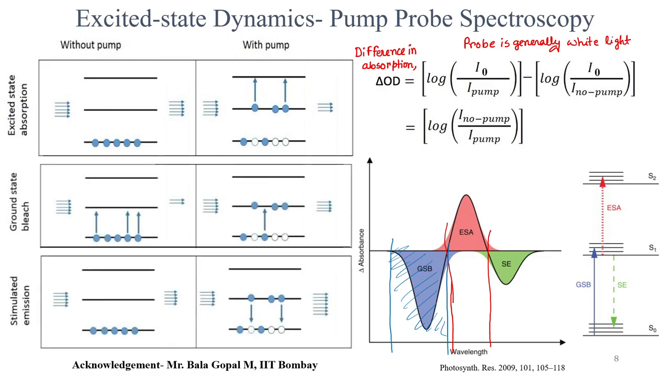Now let us discuss the stimulated emission part. What about stimulated emission? Again, no pump, so there is no excited state. There are no molecules in the excited state, and currently we are looking particularly at this probe light wavelength, where my stimulated emission will interact with the probe light, only that wavelength. So when there is no pump, there is no molecule in the excited state, so there is no chance of stimulated emission. My transmitted light is the same as the incident light.